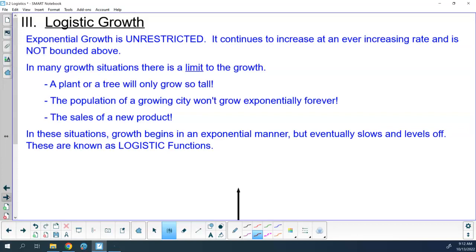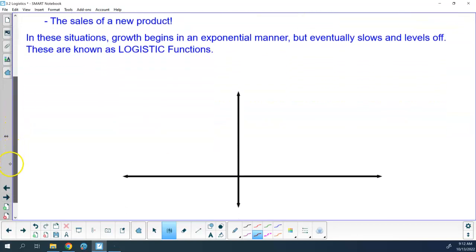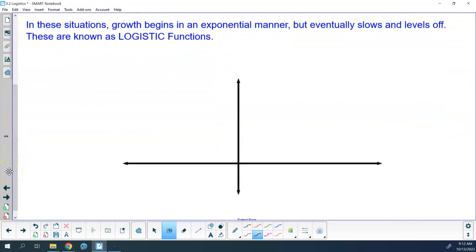And that's what a logistic function is. A logistic function starts out with exponential growth. It starts out low, it grows exponentially, but then there comes a point in time where it slows and it levels off. That is what a logistic function looks like.